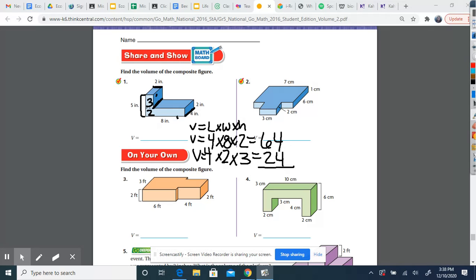So now I just add these up. 4 plus 4 is 8. 6 plus 2 is 8. So my total volume is going to be 88 cubic inches.